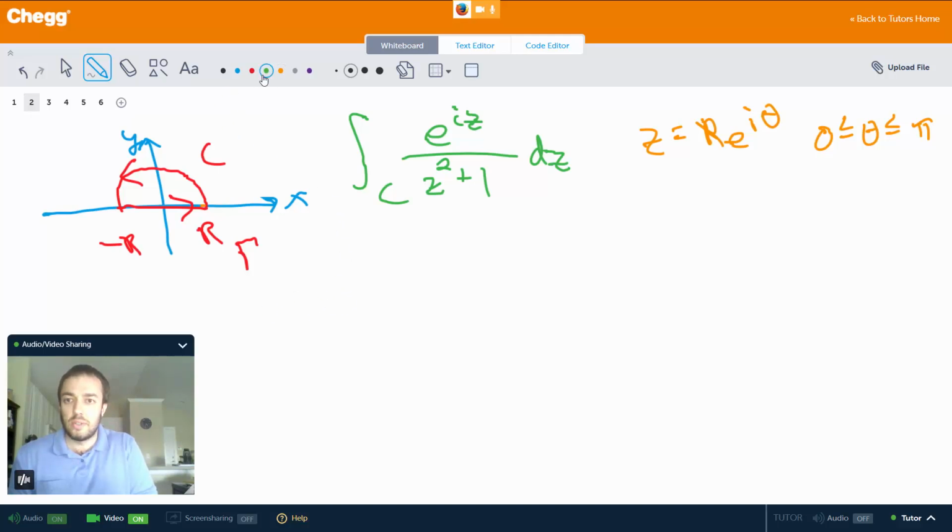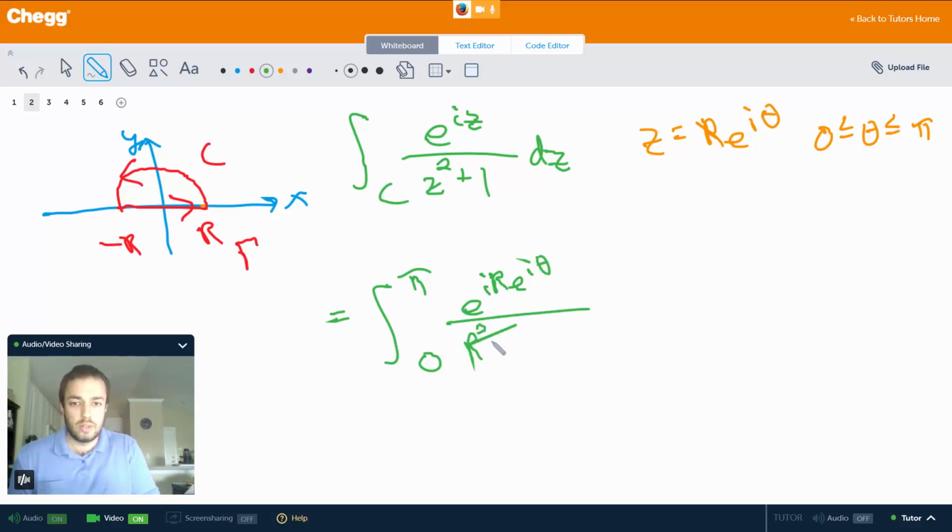So then the integral actually becomes the integral from 0 to pi of e to the i re to the i theta over r squared e to the 2i theta plus 1. And then what's dz? Well, if z is re to the i theta, then dz is ri e to the i theta d theta. Okay, so then dz becomes ri e to the i theta d theta.